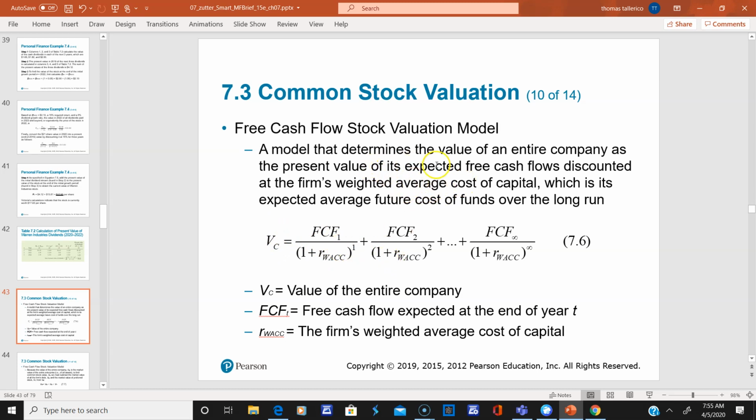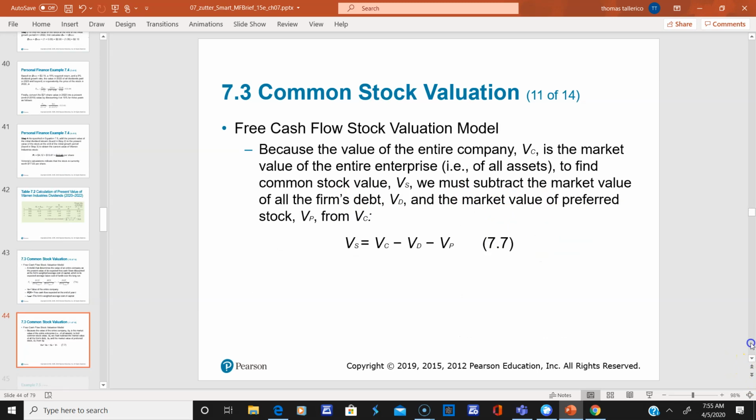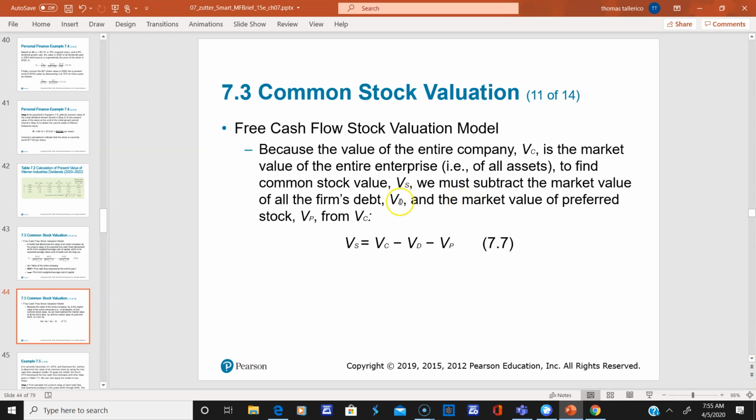So again, it's the present value of its expected free cash flows discounted at the weighted average cost of capital, okay? So this is the value of the corporation we just calculated, okay? And now this is the overall company. So what we've got to do is take out the valuation of the debt and take out the valuation of the preferred stock, as you see here, to get the valuation of the stock, okay? So this is how this would be done.